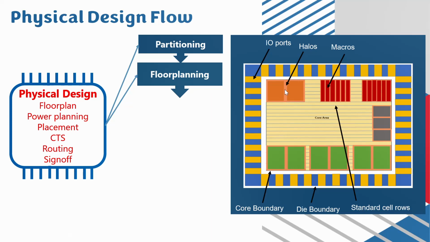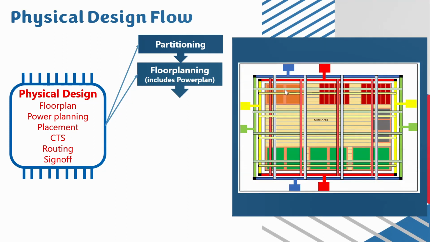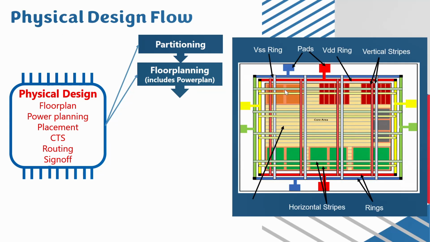Another important thing that is done at the stage of floor planning is power planning. So power planning is required for uniform voltage supply to all the cells in the design. For example, here the power grid is created using higher metal layers for VDD and VSS.